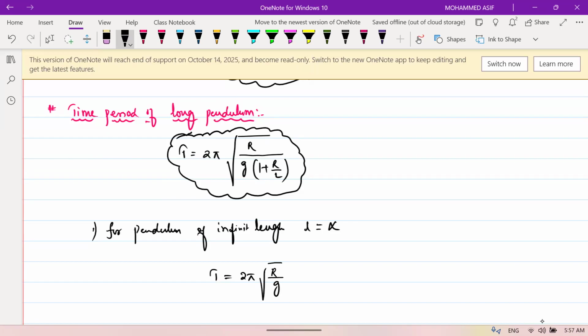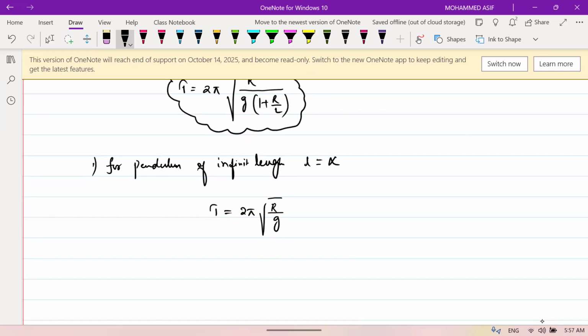So here the length is equal to the radius of the earth. And you know the radius of the earth is 6,400 kilometers. So if I simplify that value, keeping the value of G and everything, we'll get approximately 84.6 minutes as the time period for the infinitely long length.